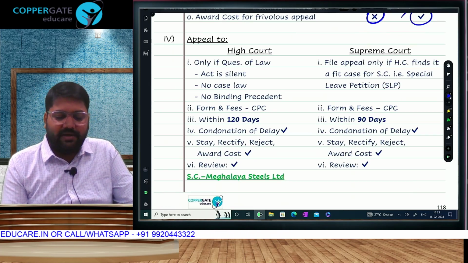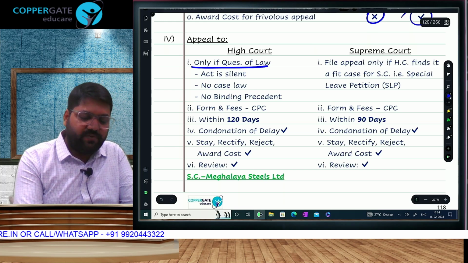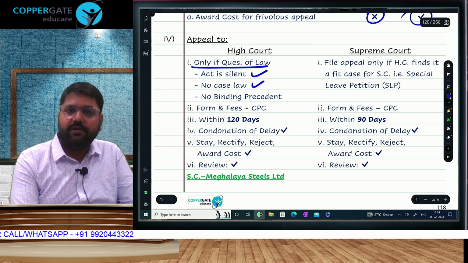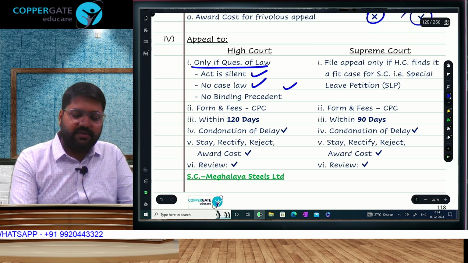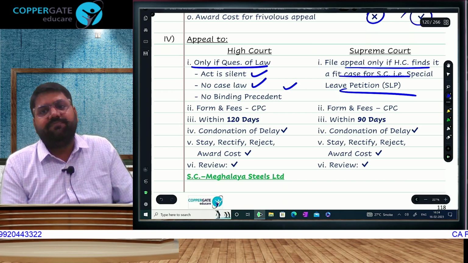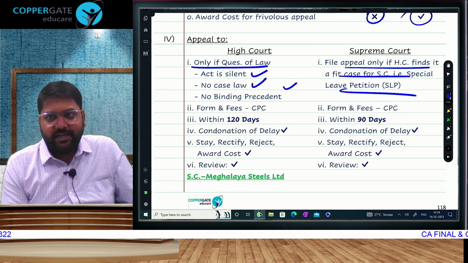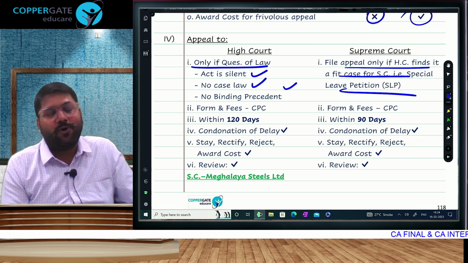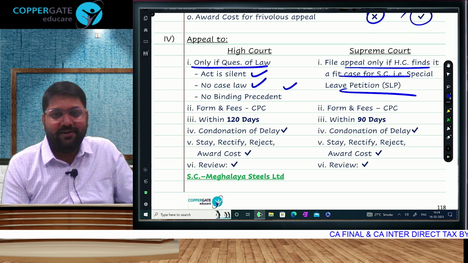Finally, if we talk about appeal at High Court or Supreme Court, at High Court only if it is question of law. Means act is also silent, no case law and no binding precedent. But in Supreme Court, if High Court gives you special leave petition, means High Court finds it a fit case, matlab the organization that will pass order will decide whether you can appeal against it or no. That's how funny our Indian laws are.